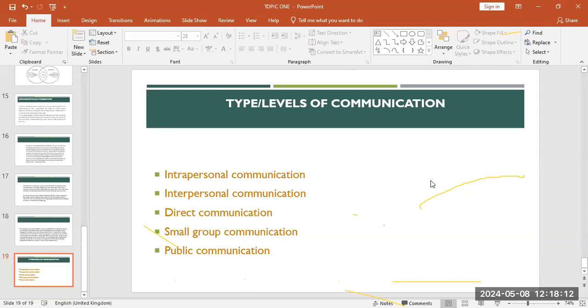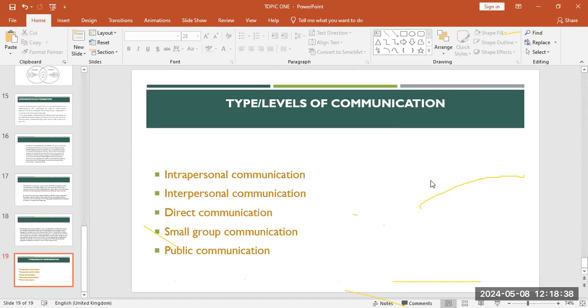Then we have small group communication. Small group communication is communication between two and, say, for example, 16 people. Yeah, that's small group communication, where these people sit together and you communicate as a group. Like when you're given an assignment and you're told to form groups. So that one we can consider as small group communication.